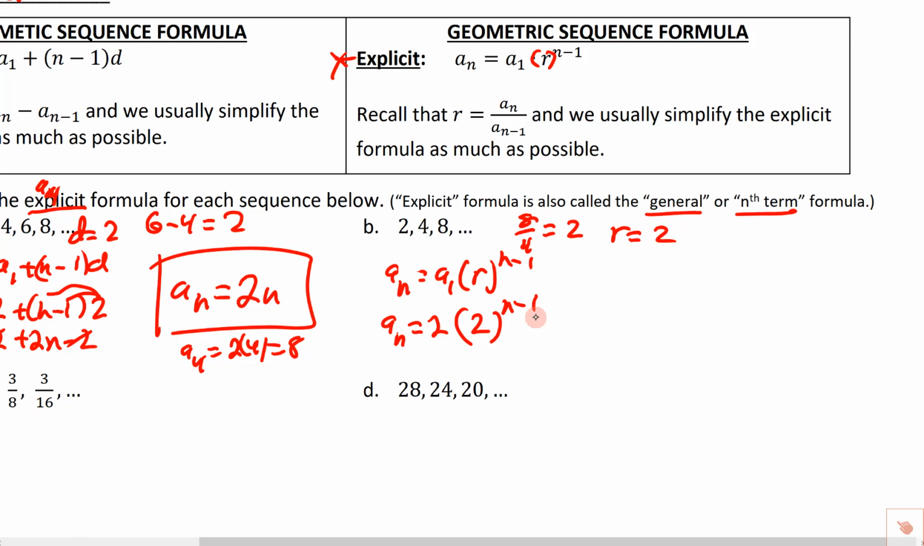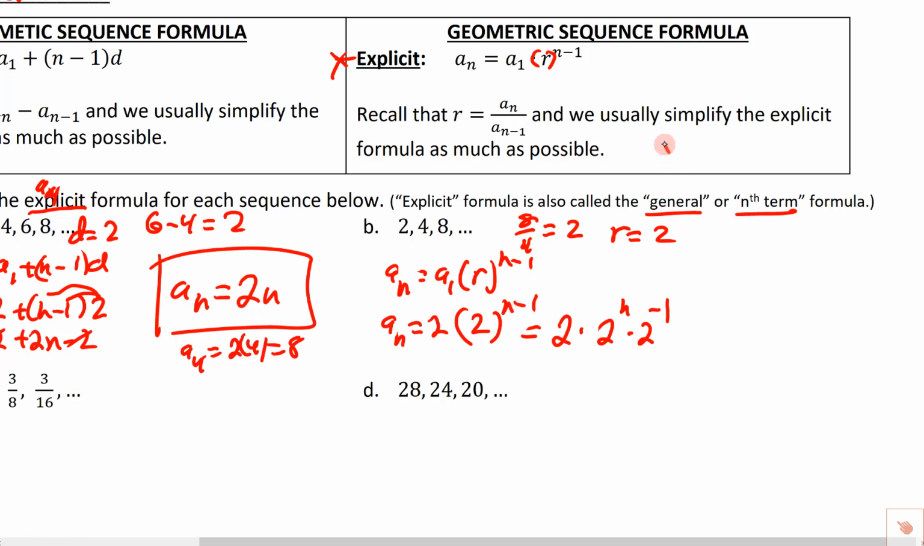Now, some people, when it's exponential, will leave it like that. I wouldn't. There's some good practice and some good exponential skills that we can bring to the forefront if we simplify this. So here's what we're going to do. I'm going to write that 2 right there. Then I'm going to write 2 to the n. And then I'm going to write times 2 to the negative 1.